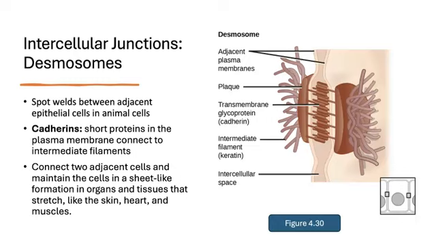The next junction is called a desmosome, and these are more like spot welds between adjacent epithelial cells in an animal cell. So they will be made up of cadherin, which are these short proteins in the plasma membrane that connect to our intermediate filaments, which we find out here and here. So they're connecting those two cells, and maintain the cells in a sheet-like formation in our organs and tissues that stretch, like our skin, like our heart, and like our muscles.